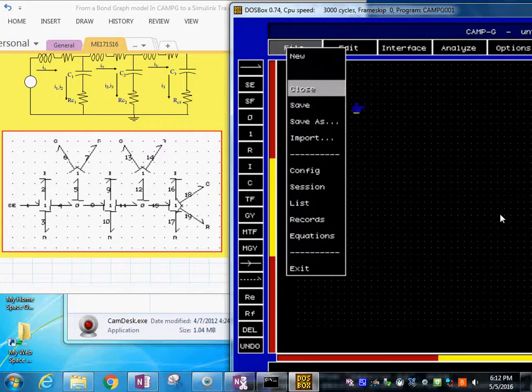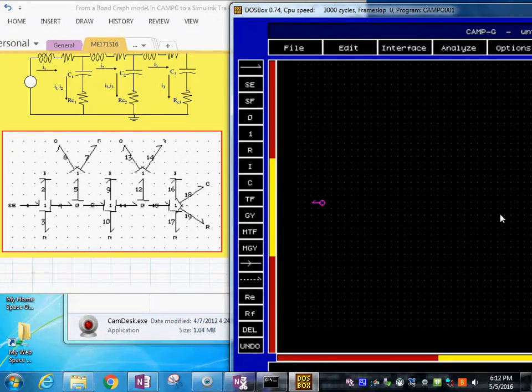Now we're gonna do a new file, and what we're doing here is we're going to enter the bond graph model exactly as it is on the left hand side, including the numbers, so that we get a set of values that I already have in mind, and we won't have to type them in. So we're gonna do exactly as we have it on the left hand side.